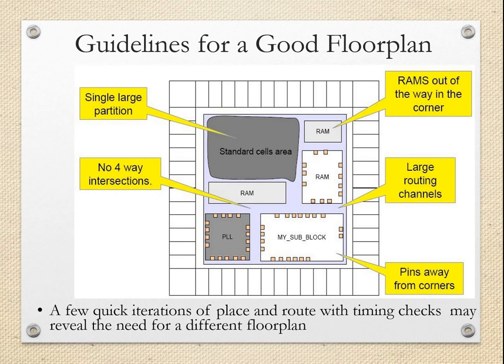Near the corner, pins should not be there because routing becomes a headache if they are placed near the corner. And no four-way intersection should be there, otherwise there will be so many connections crossing each other. And as far as possible, try to keep the block size as large as possible so that the interconnections between the different blocks will be minimized.